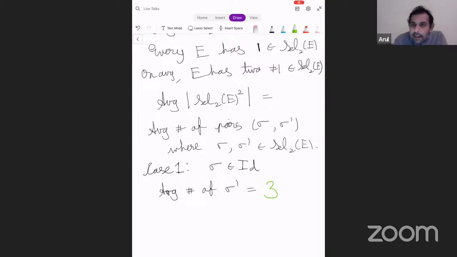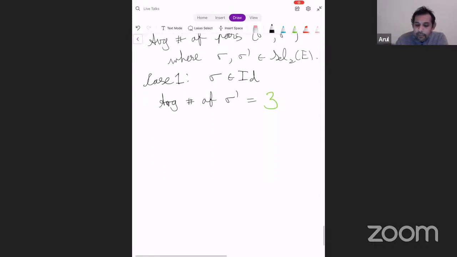I'm going to write 3 in green because we have a contribution to the second moment of 3. So if sigma is the identity, the average number of sigma primes we know is 3. Now let's look at case 2. Suppose sigma is not the identity.